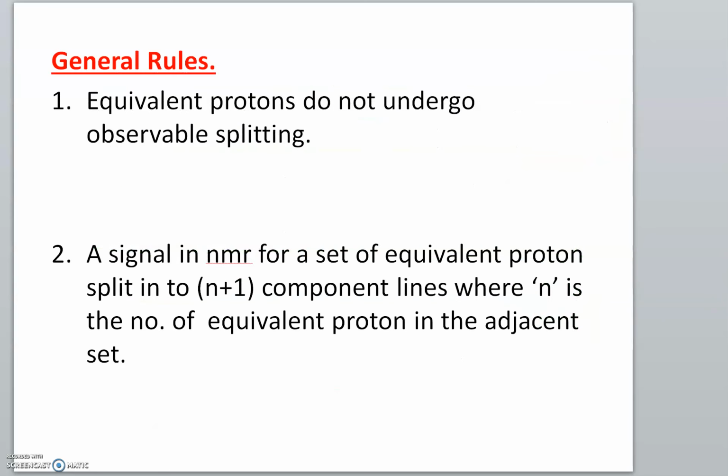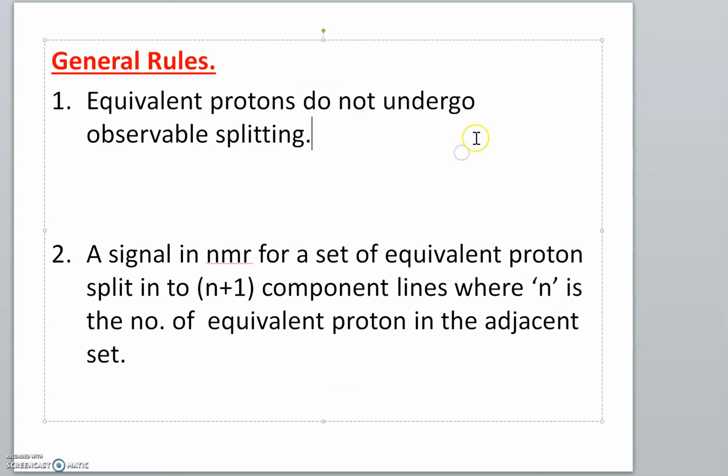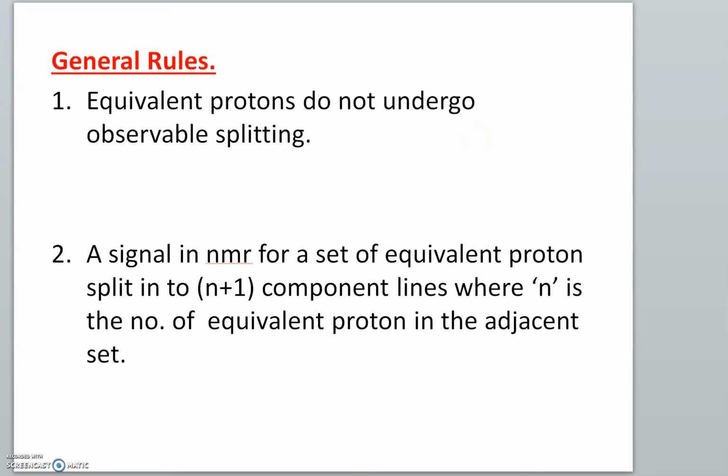The general rule for spin-spin splitting is that equivalent protons do not undergo observable splitting. For example, if we consider CH3CH2Br, the three hydrogens of the CH3 cannot split each other.